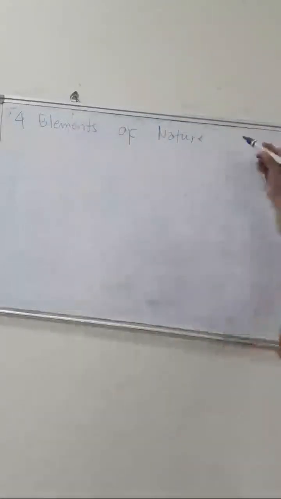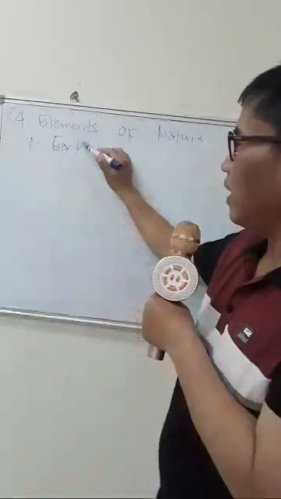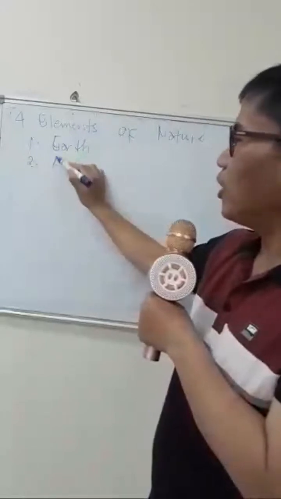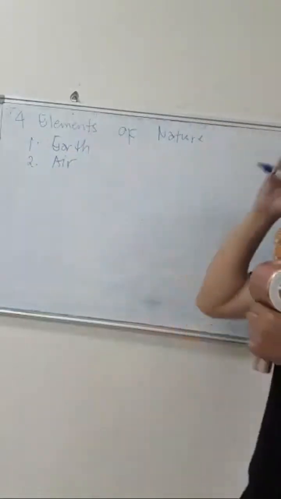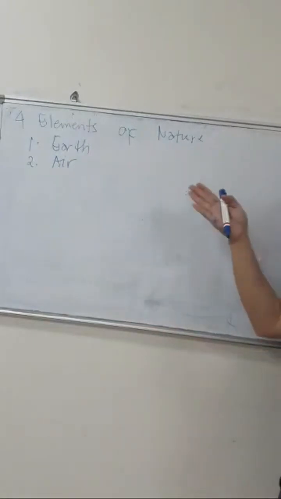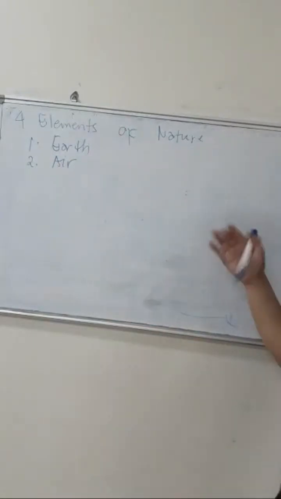So for the elements of nature, we have earth, air. For your memorization technique, consider the rhyme first so that you will not be lost. Earth, air, so rhyme, right?